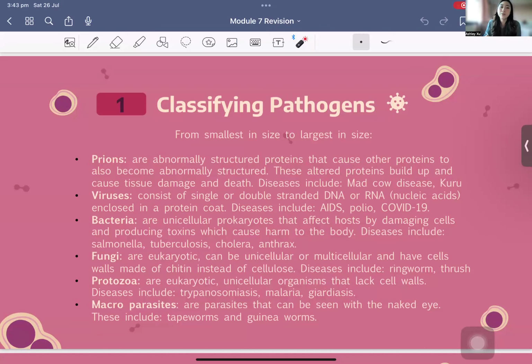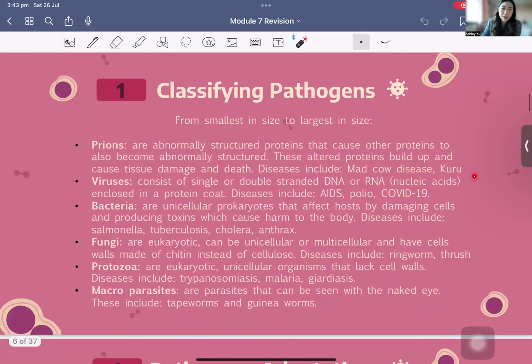Mad cow disease was a really big problem back in the day, especially in Europe, affecting cows, and it caused them to act really weirdly, hence the name mad cow disease. And very luckily, Australia didn't get any cases of mad cow disease, which is why Australian beef is so highly renowned in other countries like in Europe. CJD is also another one.